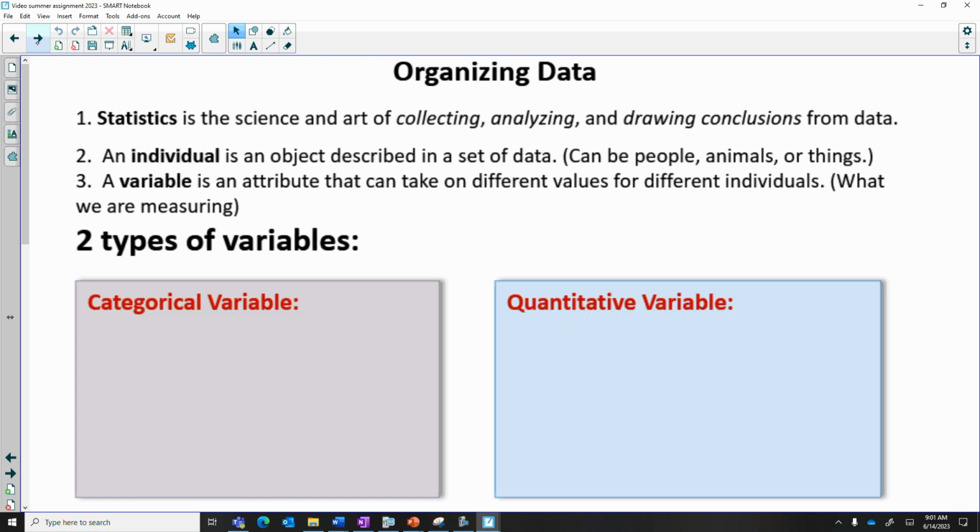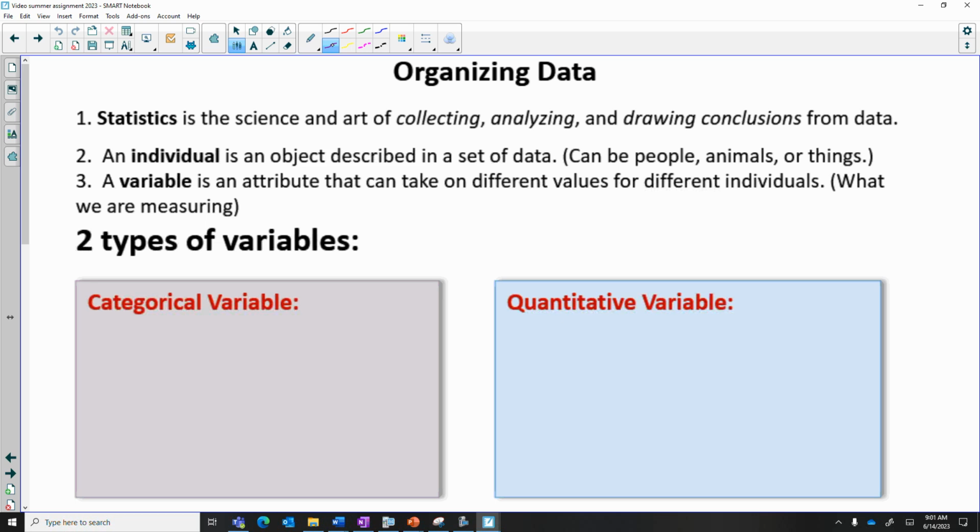All right, so this year we're going to be talking about statistics, but what is statistics? We're going to be collecting data, analyzing data, and drawing conclusions about this data. So specifically, the people in a data set are called individuals, and these individuals could be made up of humans or animals or things. And we care about something called a variable, which is something about those individuals. And that variable is going to be something specific that we're measuring about them. So there are two types of variables we're going to talk about this year. They are categorical and quantitative variables.